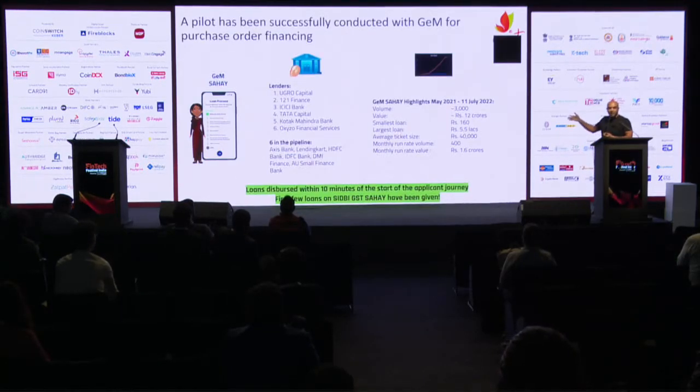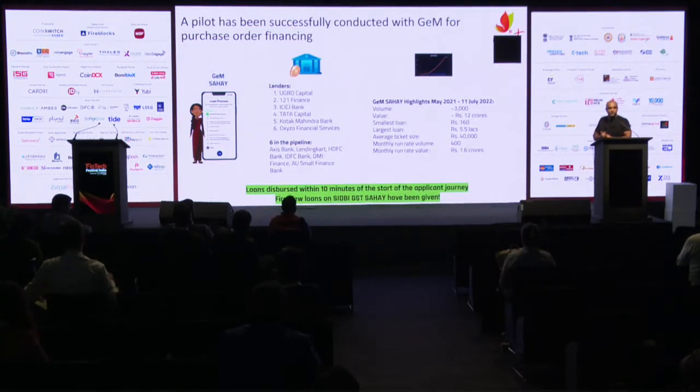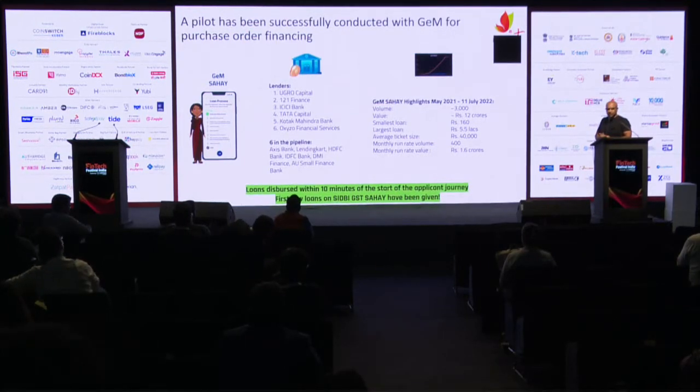So in terms of where we are, it's very nascent. We launched last year. We've given about 12 crores worth of loans, 3,000 loans in total, so the average ticket size is about 40,000. We have 6 lenders live, including ICICI Bank, Kotak, Tata Capital, a small NBFC called One-to-One Finance, Ugro, and Oxizo, which is an offshoot of Off Business.